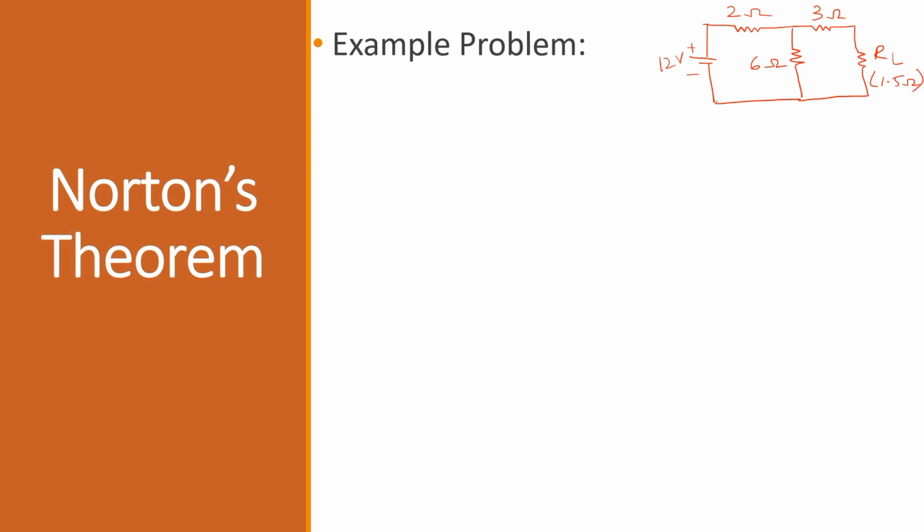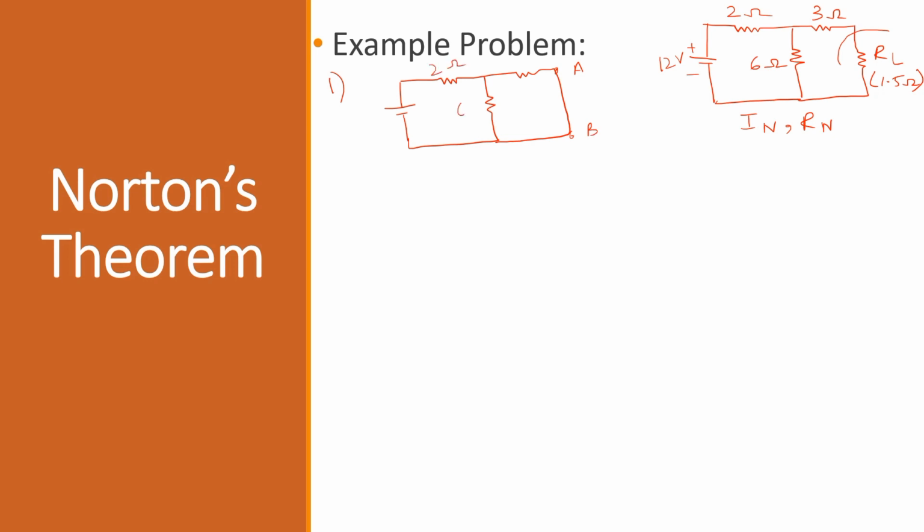Now if you want to calculate IN, the Norton current, and RN, the Norton resistance, you have to follow some steps. In the first step, you will short this load resistor. So the circuit will look something like this. As you can see, you have shorted the load resistor. This is terminal A and this is terminal B.